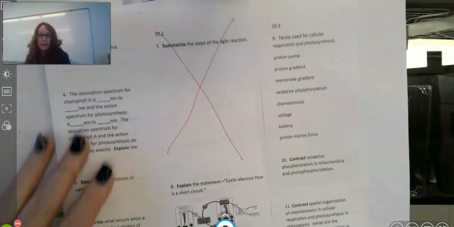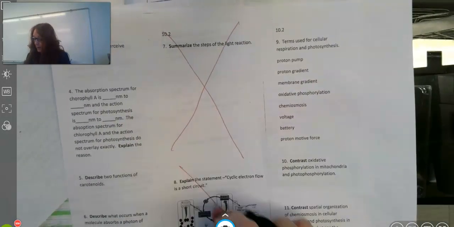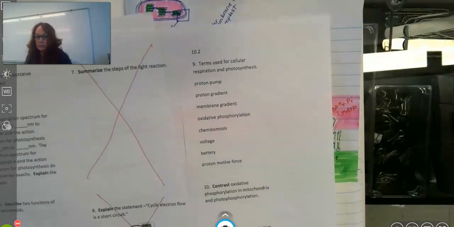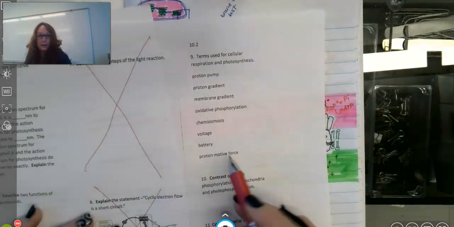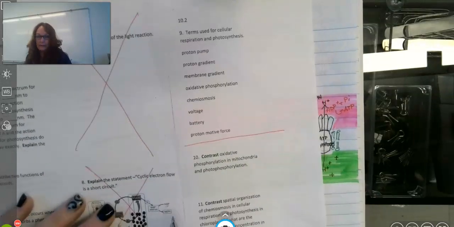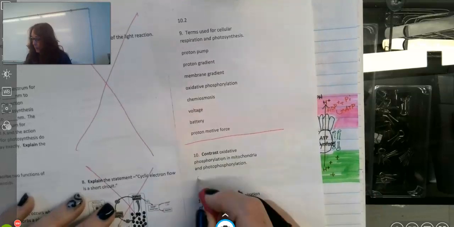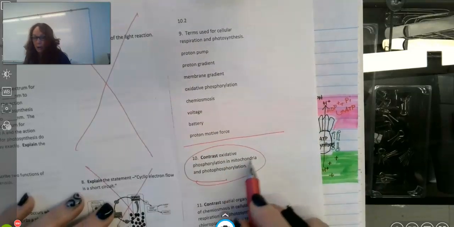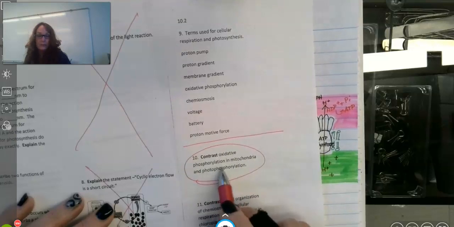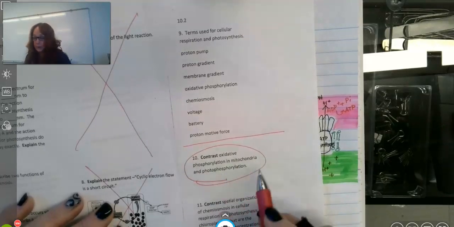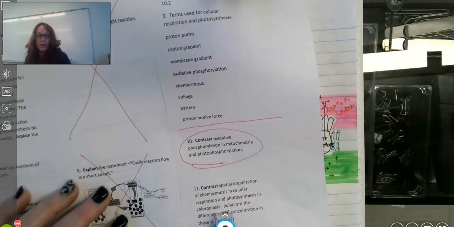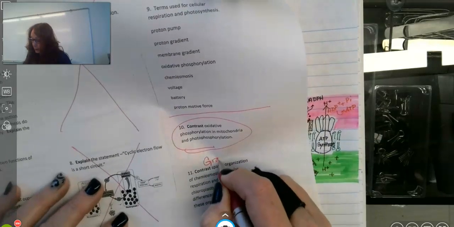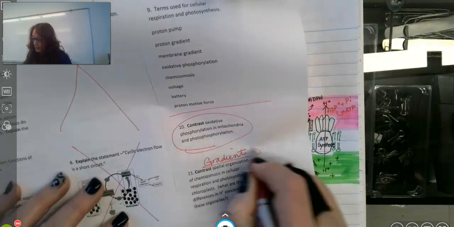We've summarized the light reaction, what we're doing today, which includes cyclic photophosphorylation. We've already defined all of these before. I may leave those for you to go back and do. We're going to talk about the difference with oxidative phosphorylation and photophosphorylation. Easy peasy. And then spatial organization as far as in the chloroplasts. This is what they're asking you is about the gradient. So we'll talk about that.